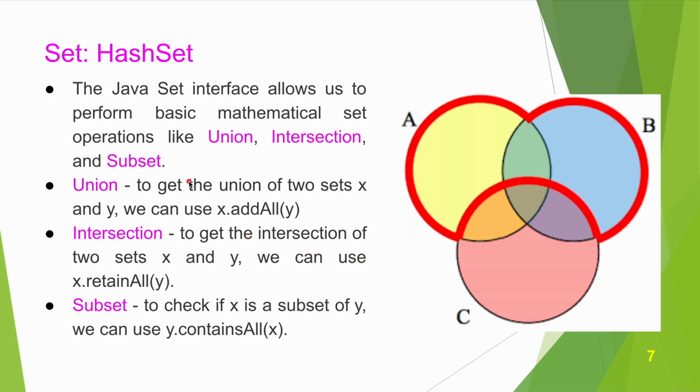The Java Set interface allows us to perform basic mathematical set operations that you can perform on various sets, such as union, intersection, and subset. Union: to get the union of two sets x and y, we can use x.addAll(y). Intersection: to get the intersection of two sets x and y, we can use x.retainAll(y). Subset: to check if y is a subset of x, which is basically x.containsAll(y).